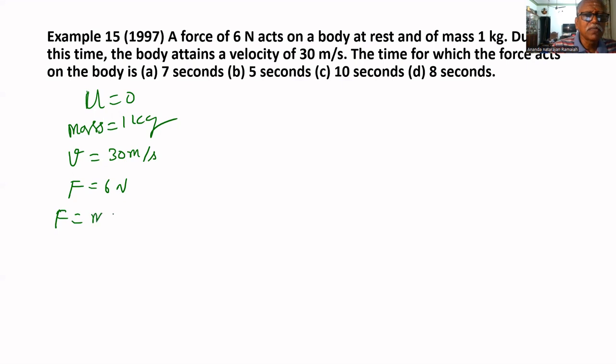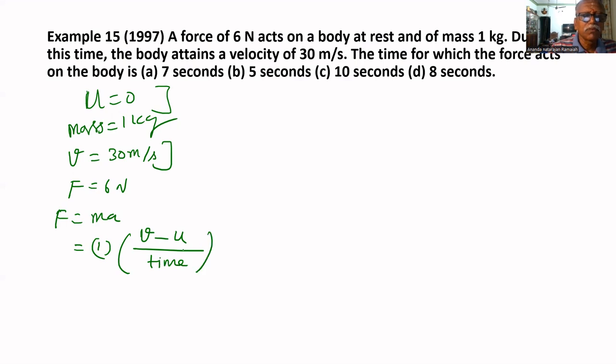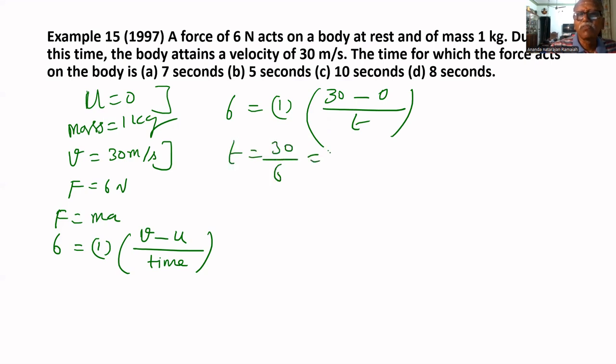We know that F equal to mass into acceleration. Mass equal to 1 kg. Acceleration is not given, but velocity is given. Initial and final velocity is given. Therefore, acceleration is V minus U divided by time. So from this, we can find the time. F equal to given 6. Therefore, 6 equal to 1 multiplied by V equal to 30 minus U equal to 0 divided by T. Therefore, T equal to 30 divided by 6 equal to 5 seconds. Therefore, B is the answer.